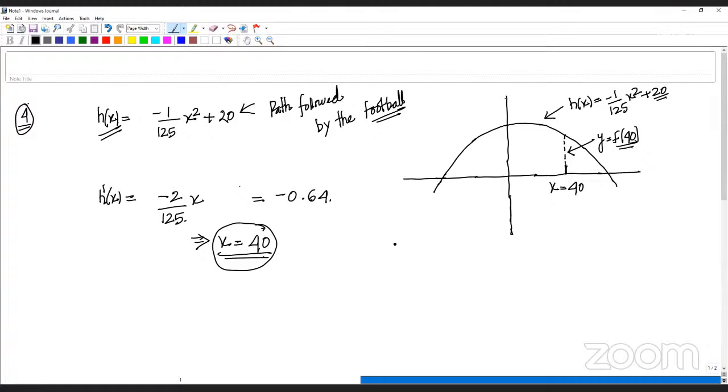So h of 40 is what? The value of h of 40 is 7.2 feet. Okay, so now what you need to do is compute the distance between the two players, right?